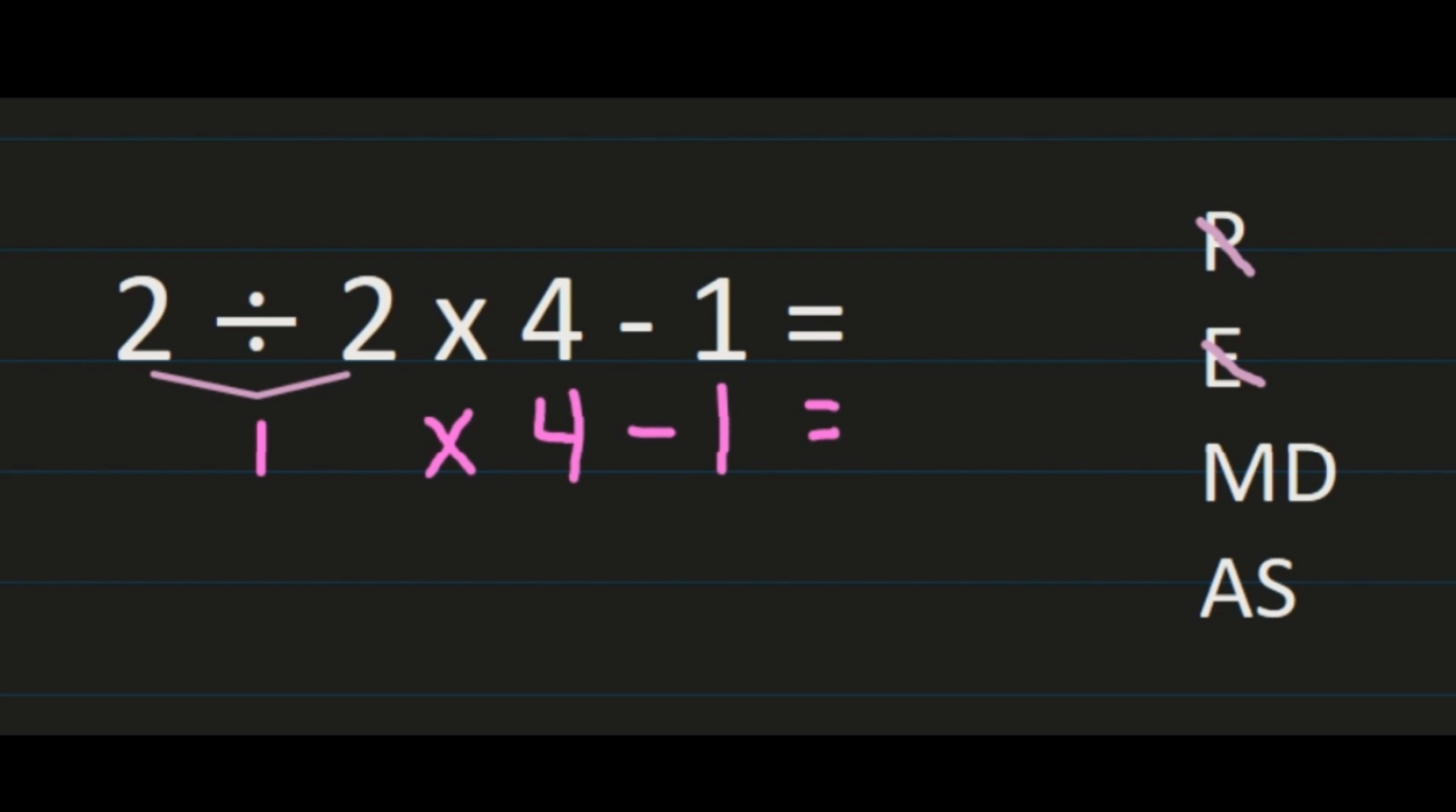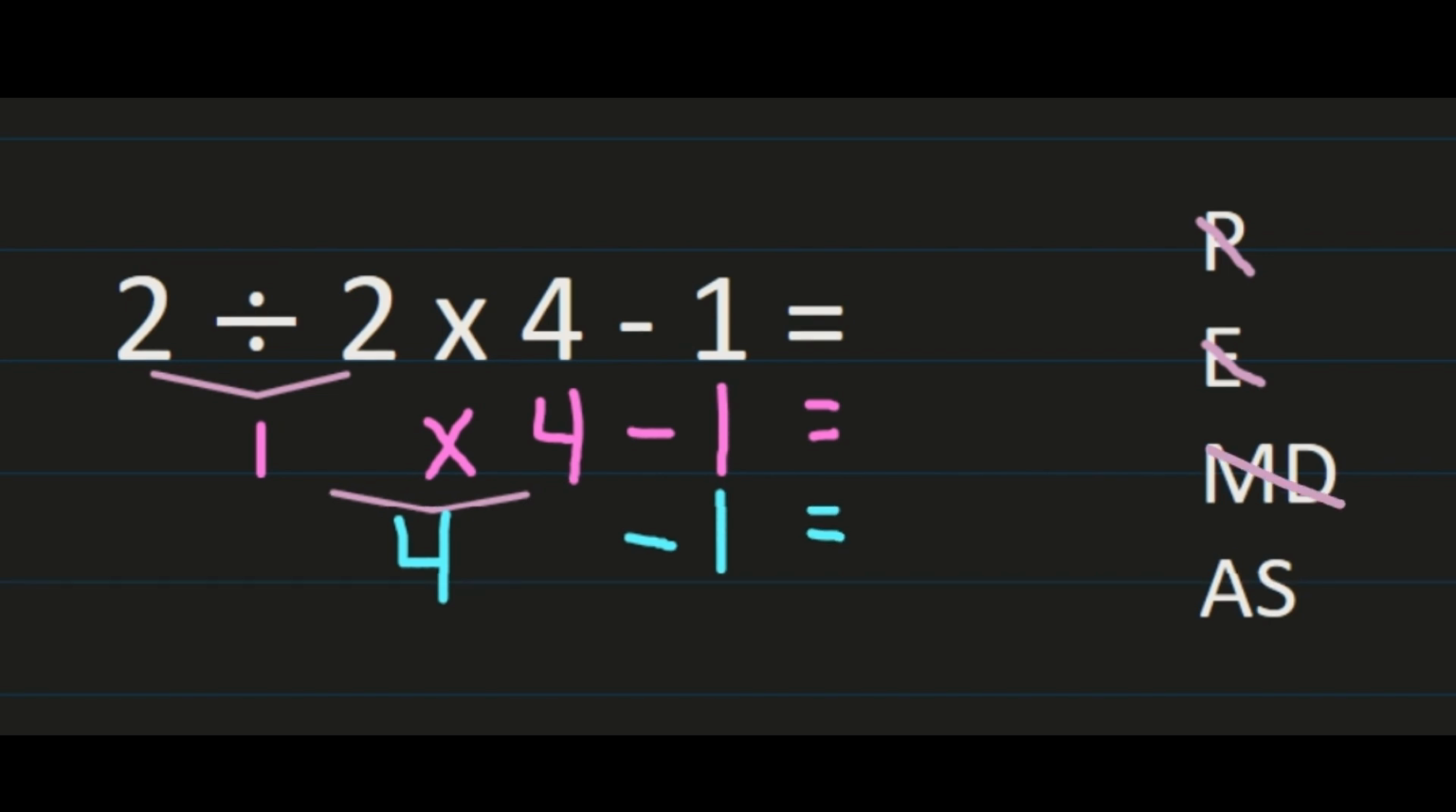I'm still on the multiplication and division step. Do I have any more? Looking left to right, I have 1 times 4. So that's my next step. 1 times 4 is 4. And I'm going to bring down the rest of the problem. That minus 1 is still part of our problem. So now I have 4 minus 1.